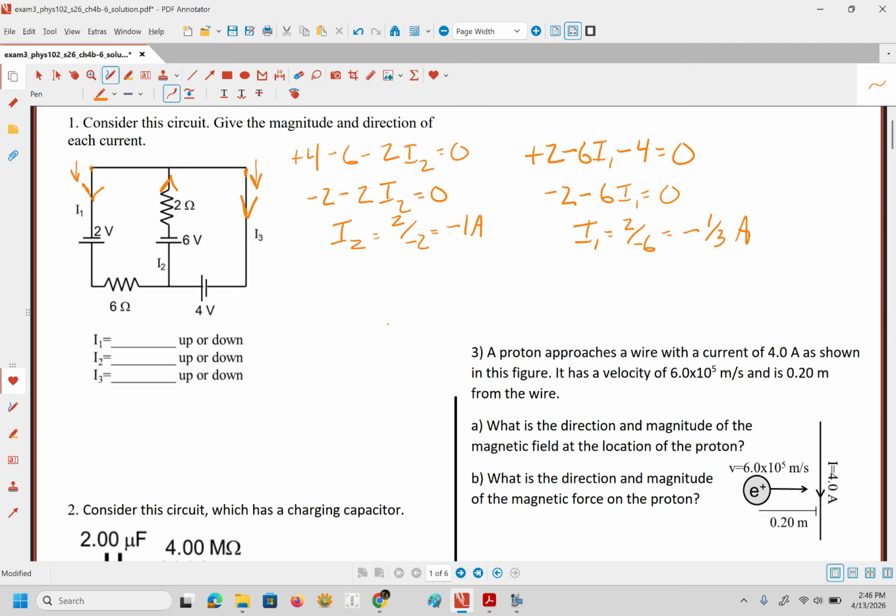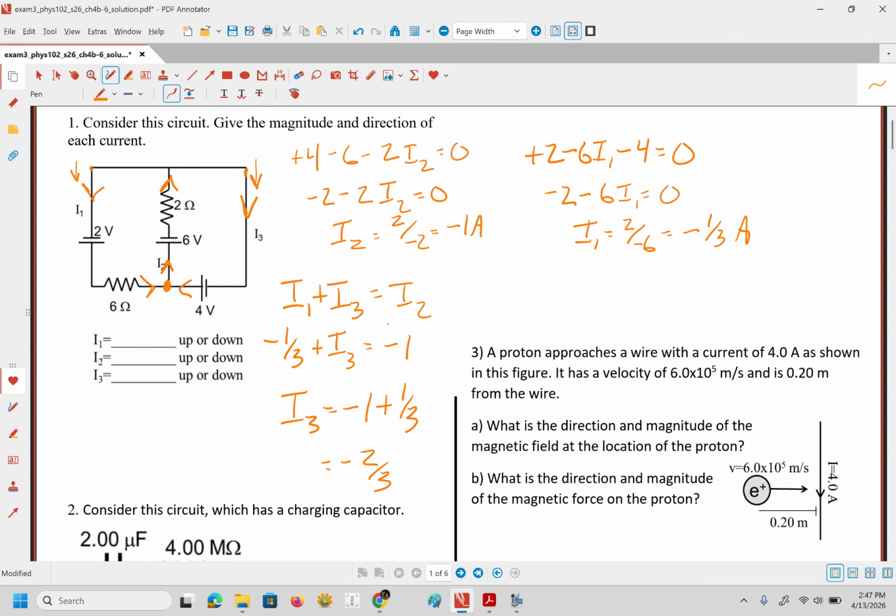And then finally, to get I3, I want to do the junction rule. I'm just going to pick a junction. Notice I have I3 going there, I2 going there, and I1 going there. So I have I1 plus I3 is equal to I2. Those are the incoming currents, I1 and I3, equal to the outgoing current, which is I2. I1 is negative 1/3 plus I3 is equal to I2, which is negative 1. So I3 is equal to negative 1 plus 1/3, which is negative 2/3.